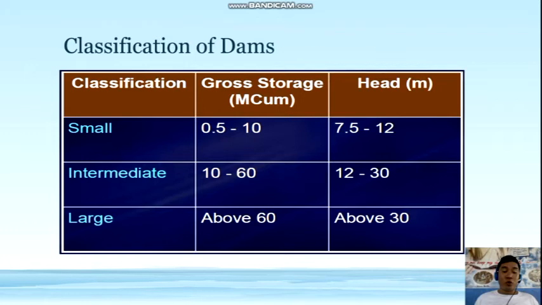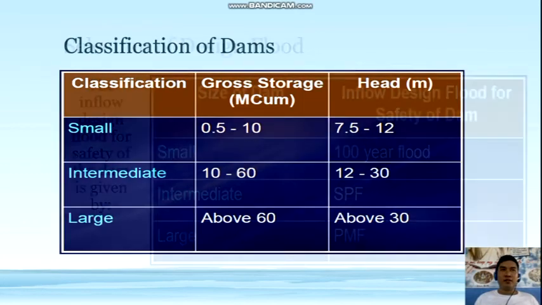Classification of dams. For small dams, the gross storage is between 0.5 to 10 million cubic meters, and the head is 7.5 to 12 meters. For intermediate dams, the gross storage is 10 to 60, and the head is 12 to 30 meters. For large dams, the gross storage is above 60 and the head is above 30 meters.